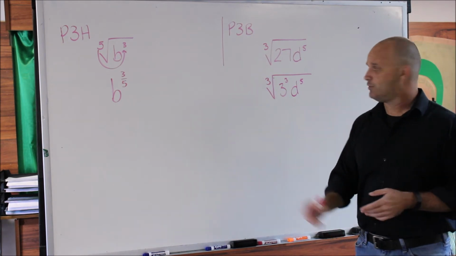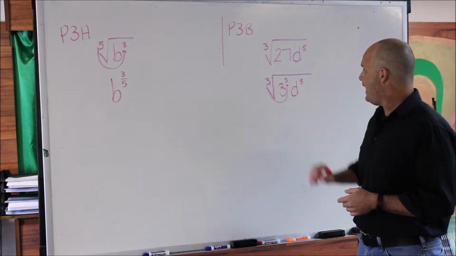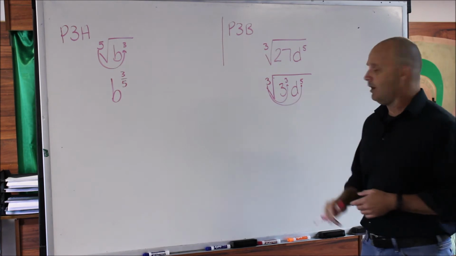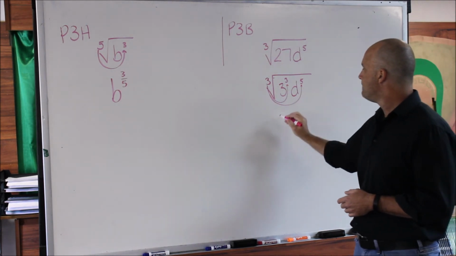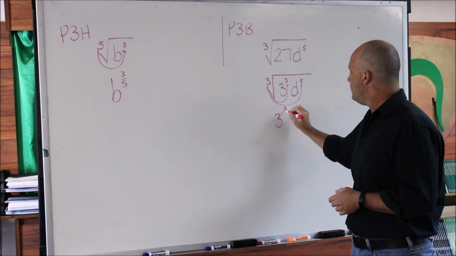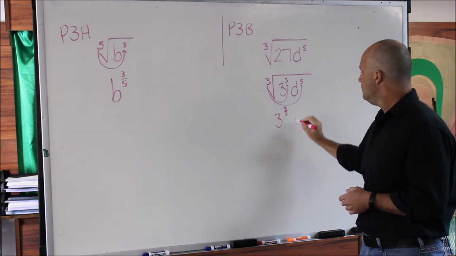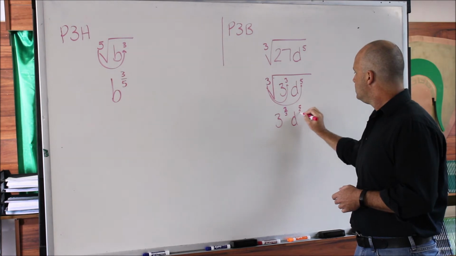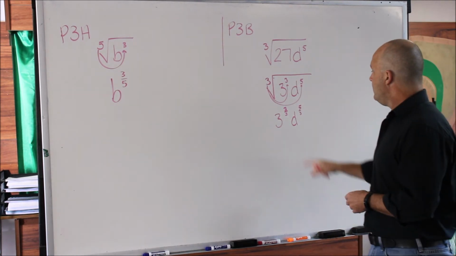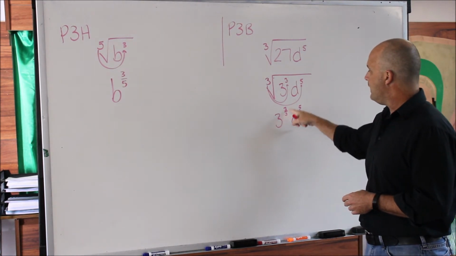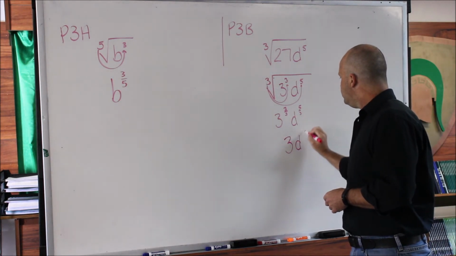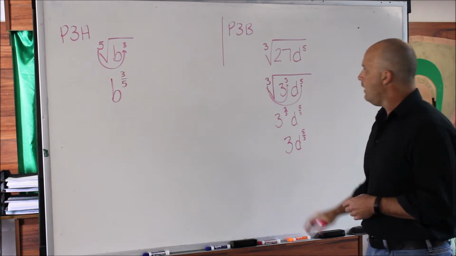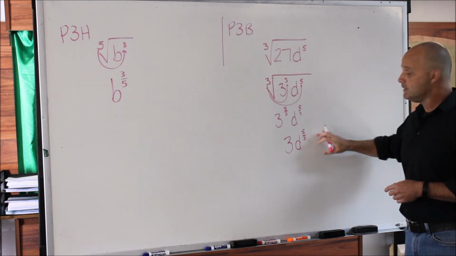So now what you're going to do is take that index and put it underneath both of those exponents. And so now you're left with 3 to the 3 over 3 and d to the 5 over 3. Okay? And so what this becomes now, 3 over 3 is 1, so this is just 3 d to the 5 thirds. And that's how we take it from the radical down to the exponential form.